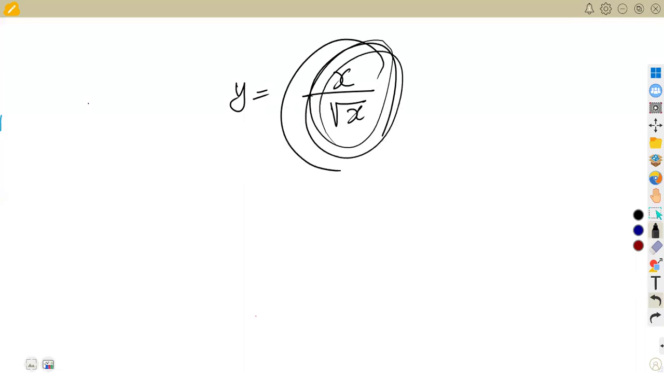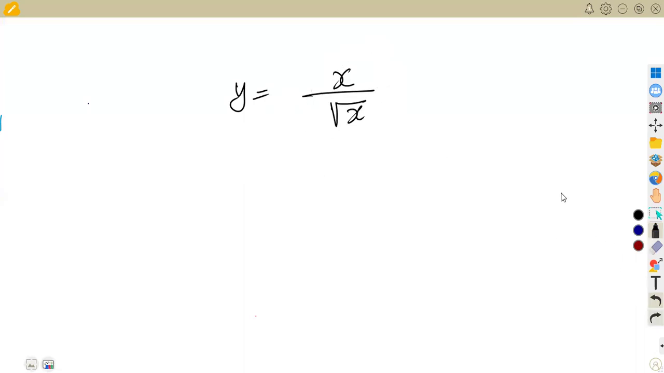This one is from our simplification, if you still remember. It's x over the square root of x. Can we have a single term? Is it possible? Yes, it is. Because we've got x to the exponent of 1 over the square root of x, which is the same as x to the exponent of a half.